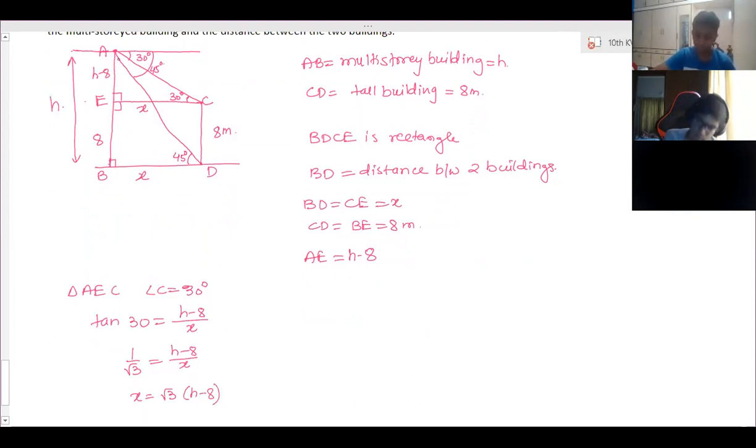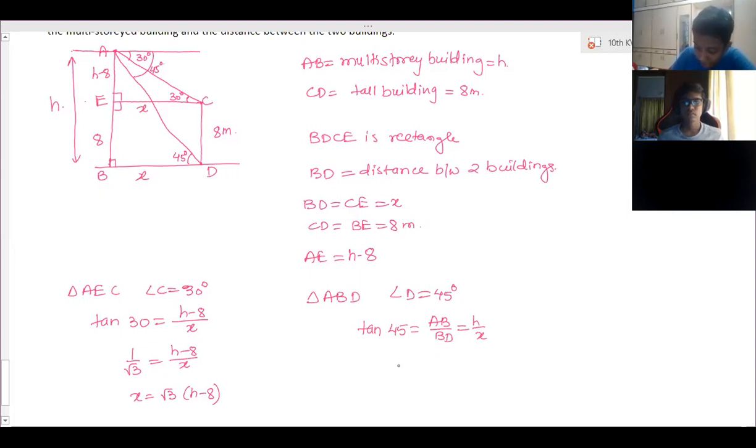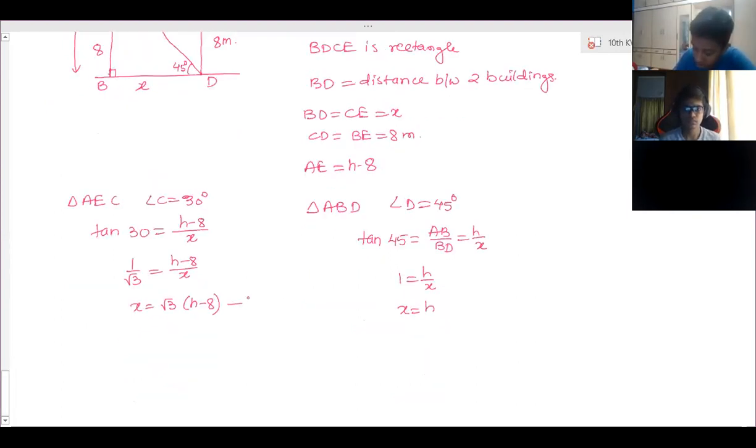Okay, leave this. Now take triangle ABD. Angle D is equal to 45 degrees. So therefore tan 45 is equal to AB by BD, that is h by x. 1 is equal to h by x, so x is equal to h. Here this is equation 1, consider this is equation 2. Now substitute x and h. We have to calculate both, h also and x also. We'll find out any one of them and substitute. Here x value will be substituted as h.